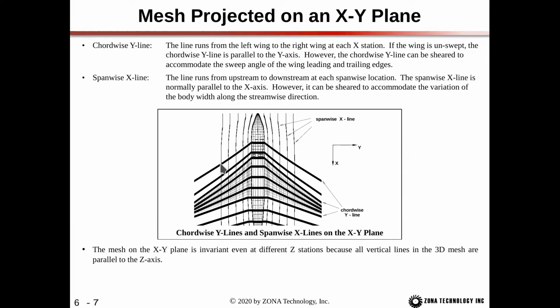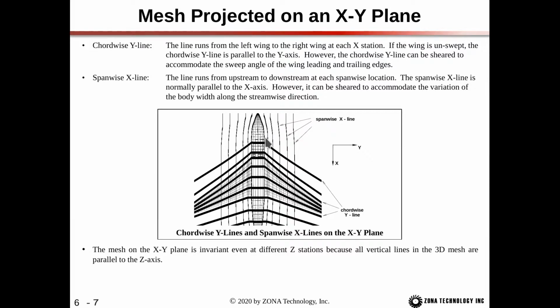And then if we look at the spanwise X lines, the line runs from the upstream to the downstream at each spanwise location, and the spanwise X lines are normally parallel to the X axis. However, they can be sheared to accommodate the variation of the body width along the streamwise direction. And this is kind of an advanced option. Usually, you don't need to shear the X lines here. We can just leave the prismatic box as being a straight box where all of the X lines are parallel to the X axis.